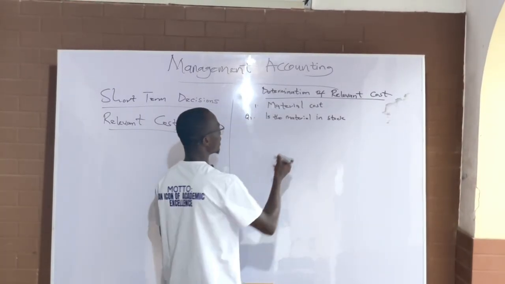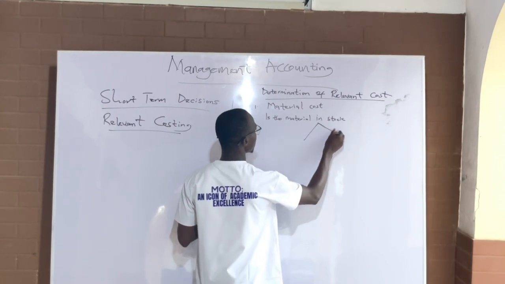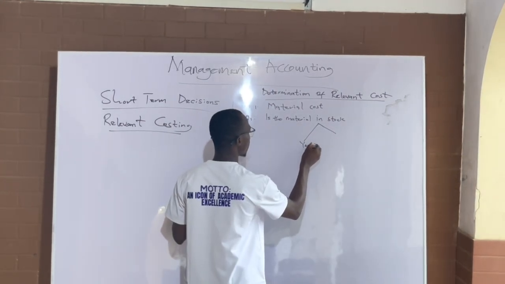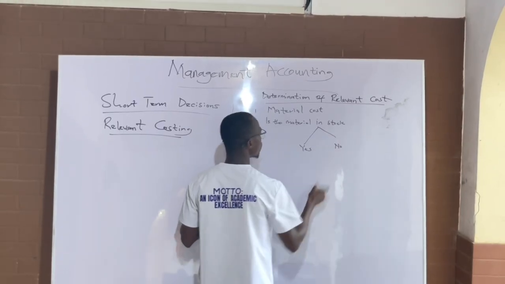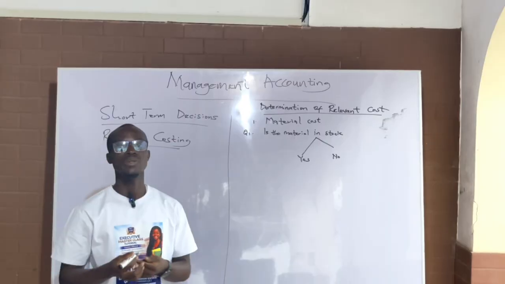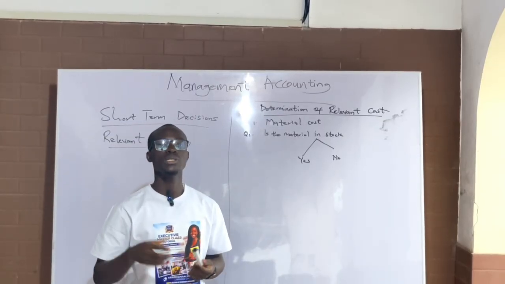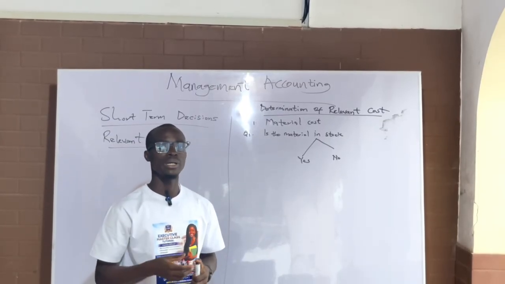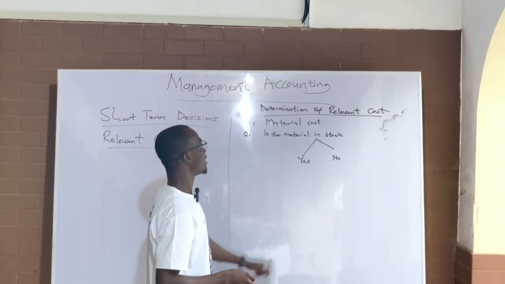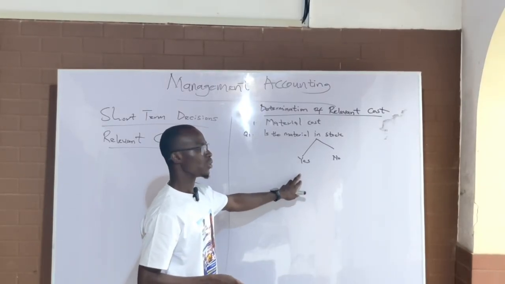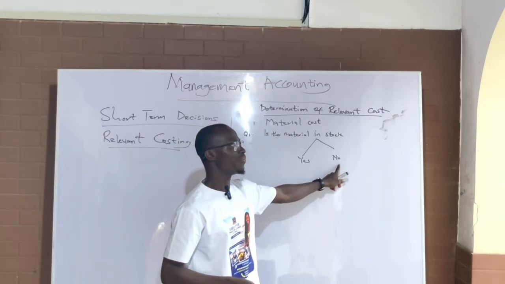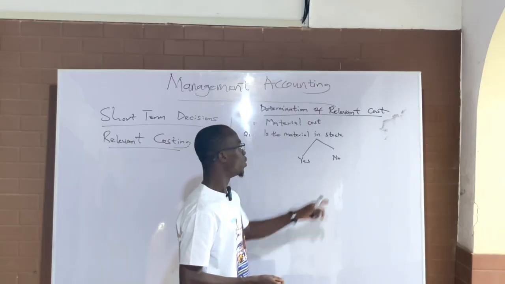The moment we ask it, two answers will come in, whether yes or no. If somebody has given you an order, you want to know whether the material you have can be used to do that order. So you ask yourself, is the material in stock? When you say yes, the material is in stock, you ask yourself another question. But when you say no, the material is not in stock, what you need to do is go and buy the material.